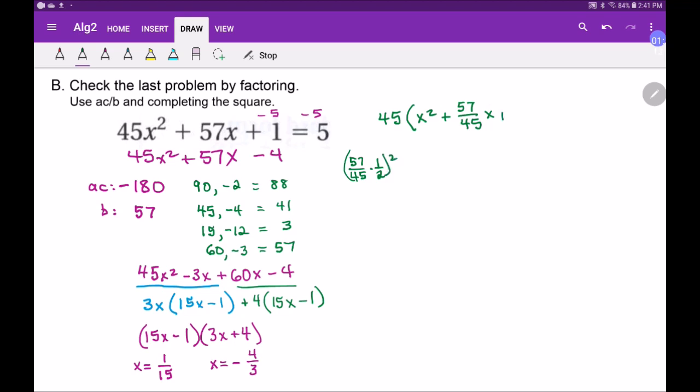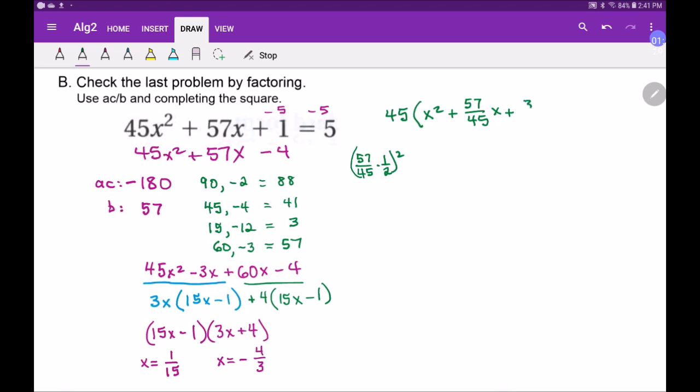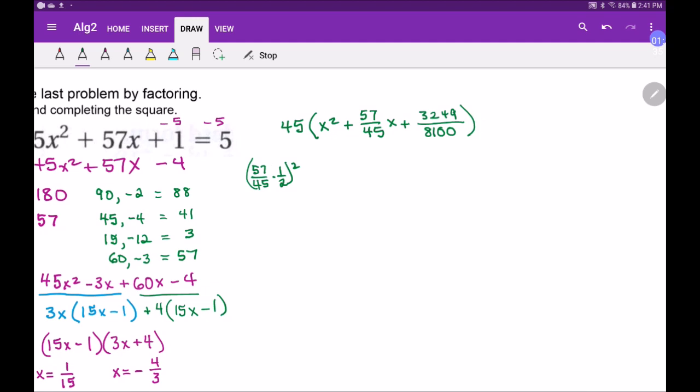Well, what is that? What's 57 squared? 57 squared, that's 3,249, over 90 squared. What's 90 squared? Well, 9 times 9 is 81, and 2 zeros. So that's my perfect number. Wow. And let's see, I still have my negative 4.